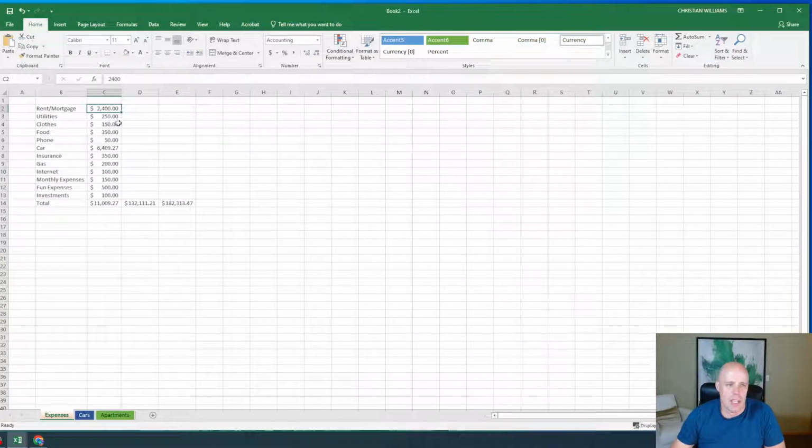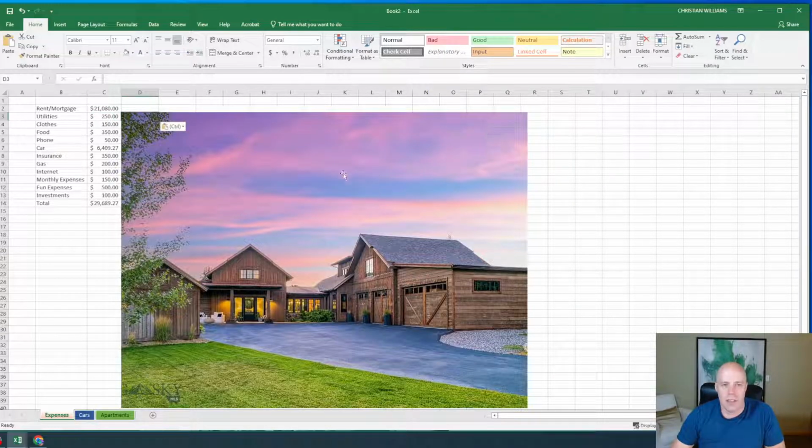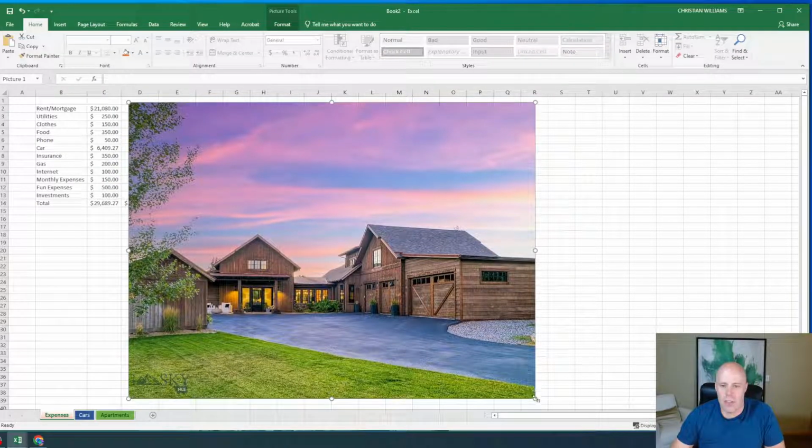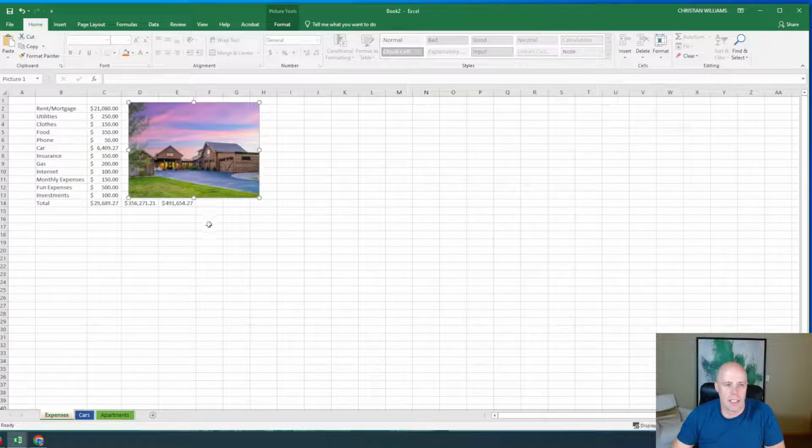I'm going to go to my rent mortgage, and I'm going to type $21,080 a month. And then I'm going to right click on here and I'm going to hit paste. And now I've got my picture of the house that I'm going to live in right there. I'm going to shrink that down so it fits nicely right there.